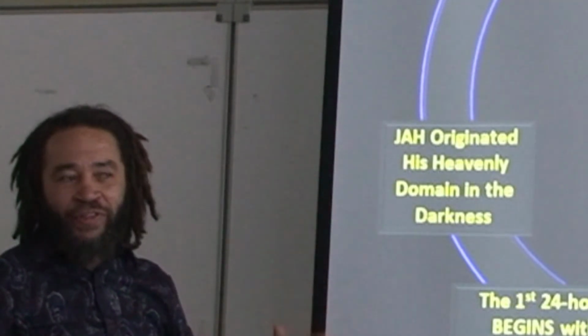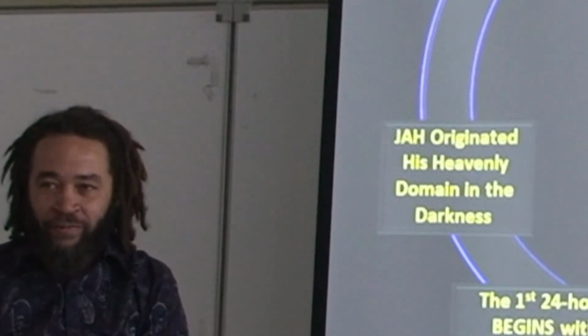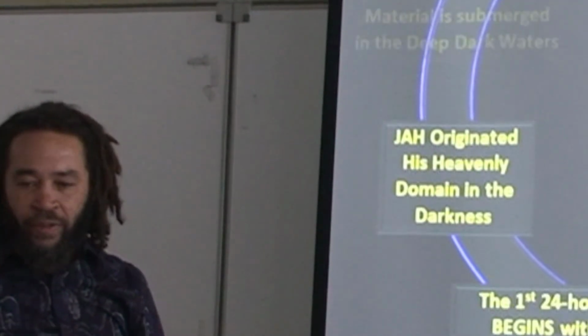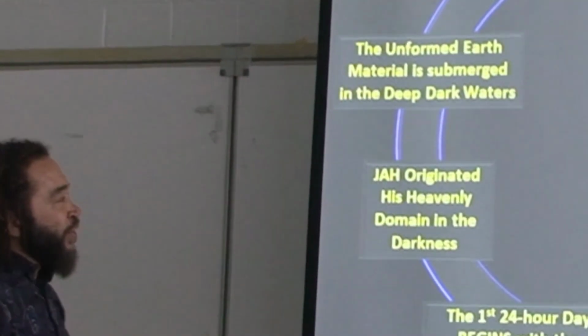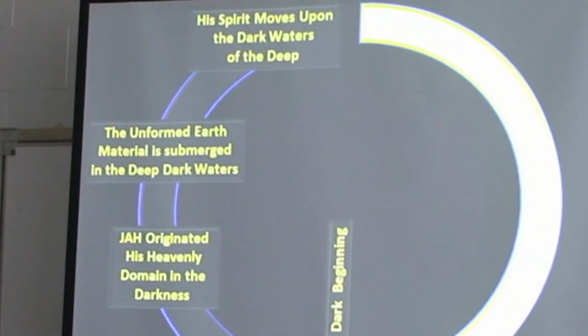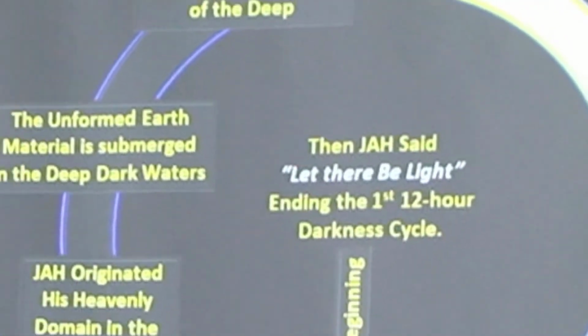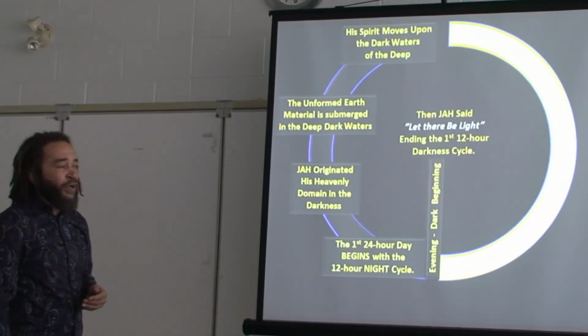But we know the earth is formed, the waters are brought together, and the earth comes forth from the water on the third day. That should be understood. The unformed earth material is submerged in the deep, dark waters. His spirit moves upon the dark waters of the deep. Then he says, let there be light, which ends that first cycle of darkness.